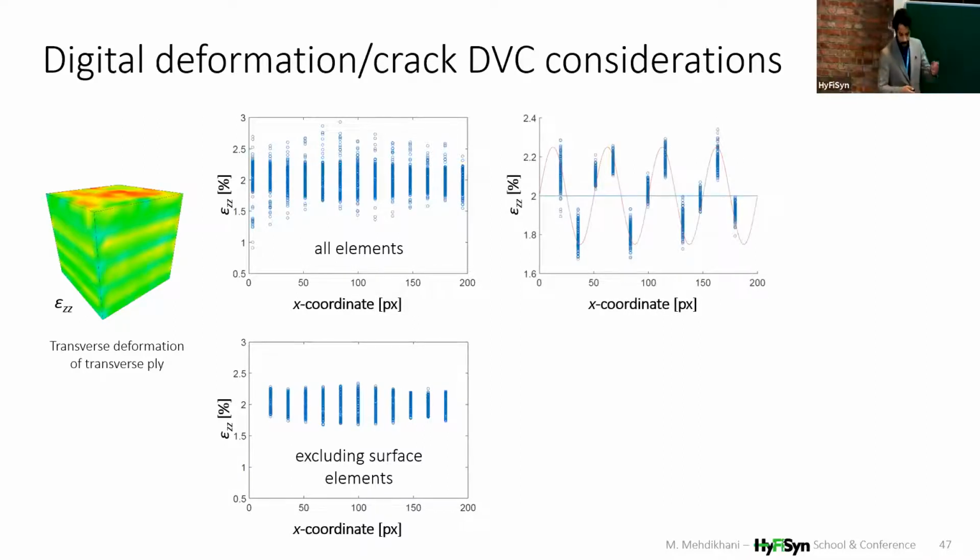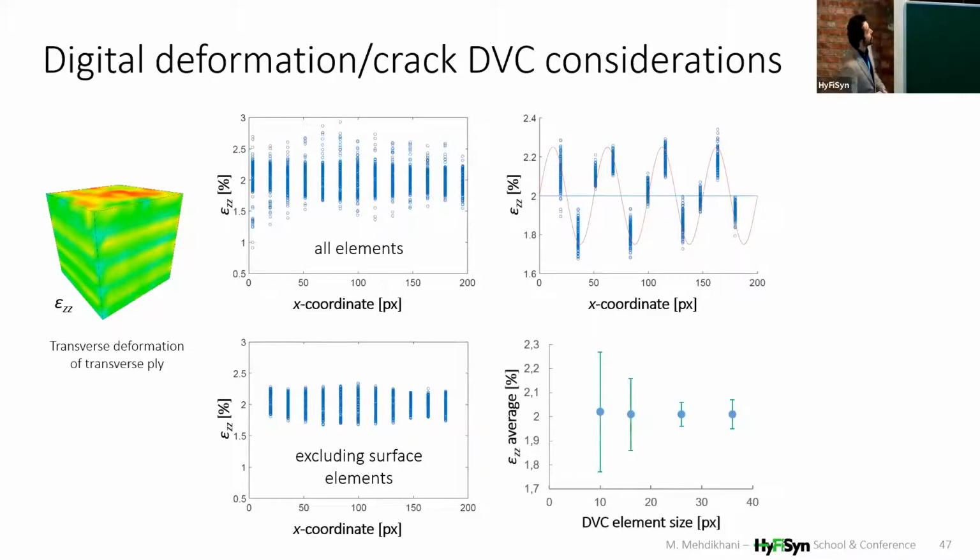And this is the heterogeneity that I just talked about coming from the digital deformation, and also looking at the mesh element size. Here we can see that once we go for lower, let's say, elements, we get more variation detected by DVC.